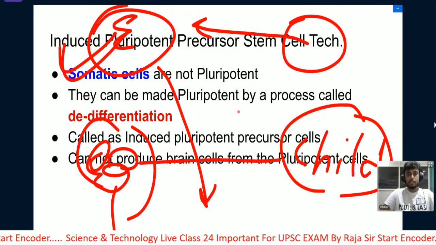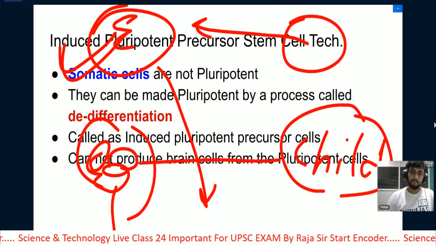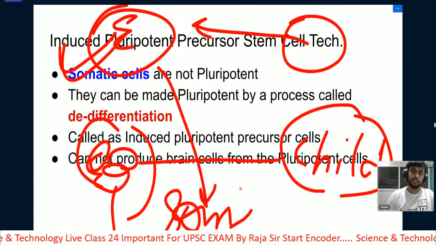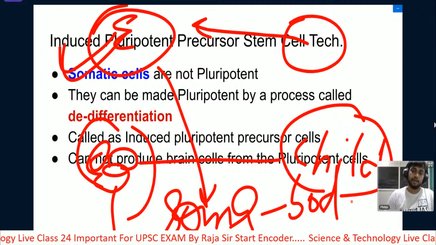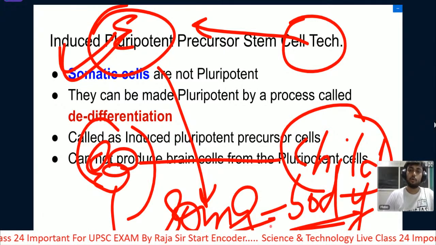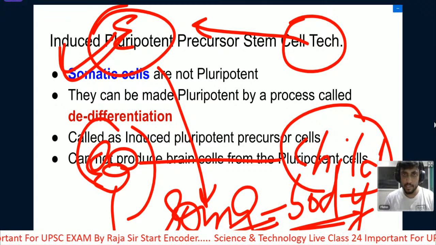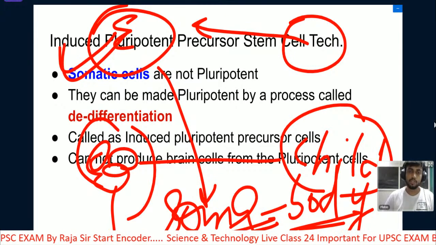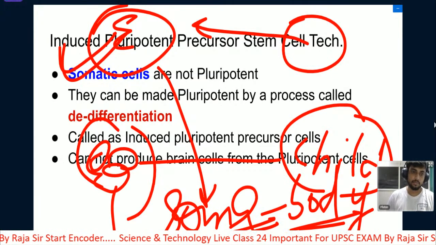Arpit, somatic cells, soma means body. I told in the last class that soma means body, and somatic cells are the normal body cells, apart from the sex cells.